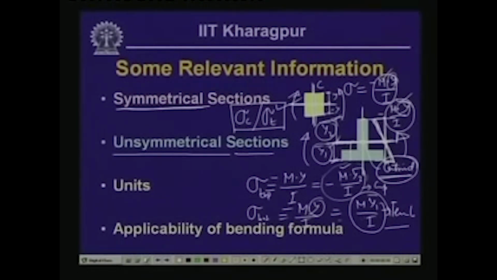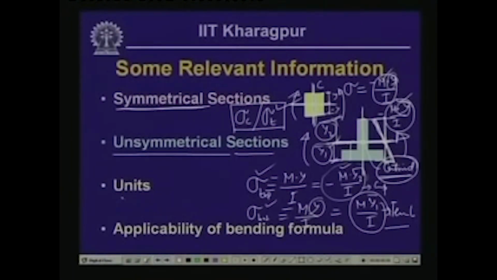But the magnitude of this compressive stress at the top and the magnitude of the tensile stress at the bottom, they will be different. If we know the value of the bending moment M acting in the beam at a particular cross section, then when we compute the stresses, since the section is not symmetrical with respect to the horizontal axis, the compressive and the tensile stresses obtained for a particular moment will be different.